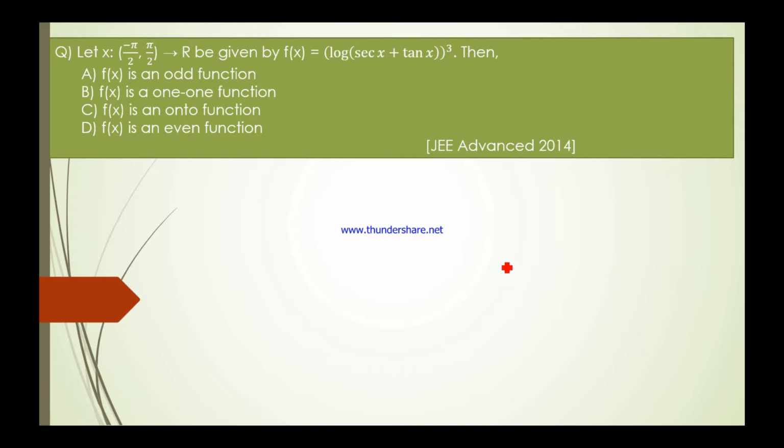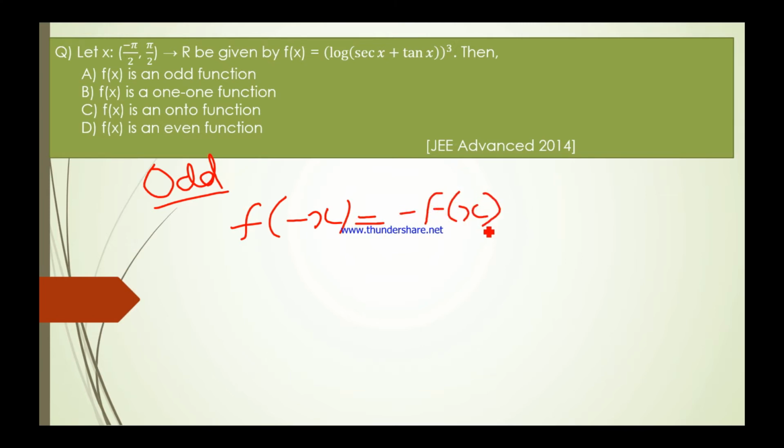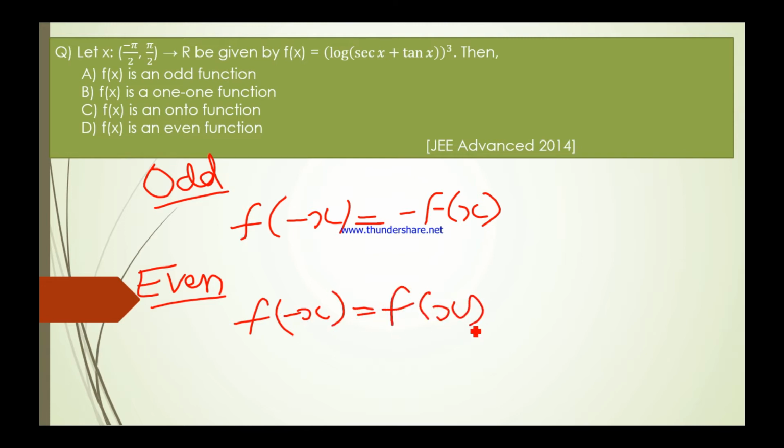So first we can prove whether it's odd or even or neither of them. So what does odd function first of all mean? Odd function is saying that f of minus x is equal to minus of f of x. This is what odd function says, while even says that f of minus x is equal to f of x. This is the difference between even and odd function. So what is minus x? You just have to substitute minus x instead of x in the following equation.